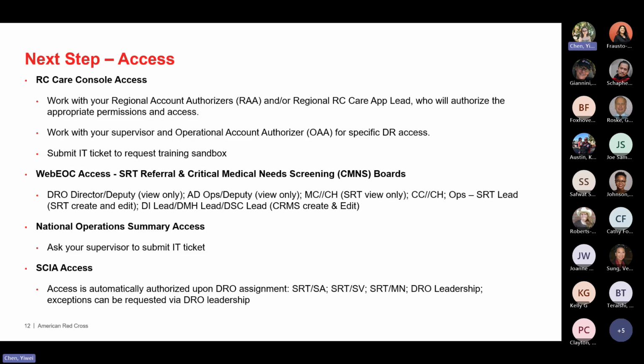And thank you for bringing up the access earlier. So this is how you request access. RC Care Console access is not automatic. You will be working with your regional account authorizers, RA, or the regional RC Care app lead, and they will be able to authorize the proper permissions and access. Alternatively, you can also open an IT ticket on Volunteer Connection, but they'll still need the regional approval to give you the access.